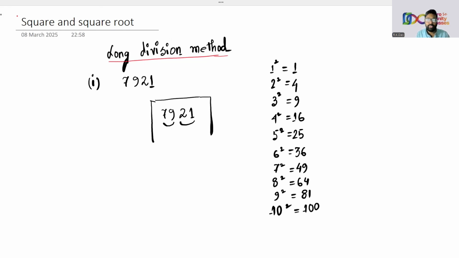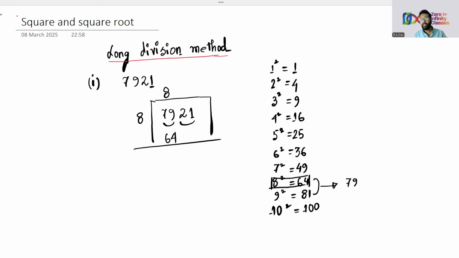Now we have to see 79. We have to find out 79. So 79 is between 64 and 81. Is it, my dear students? 79 lies between 64 and 81. That means we will take 8 square, 64. So here we are writing 8, 8, just 64.